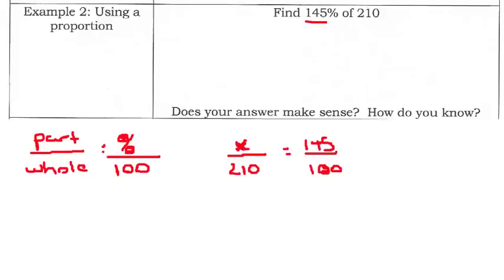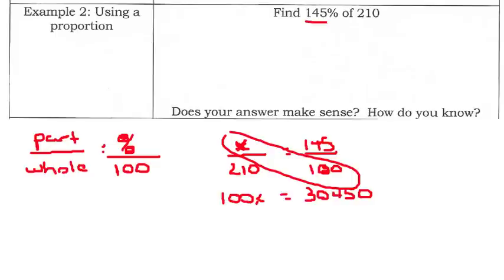So now we solve our proportion. We cross multiply. 100 times x is 100x. 210 times 145 is 30,450. And we divide both sides by 100 to get x by itself. And so x is equal to 304.5.